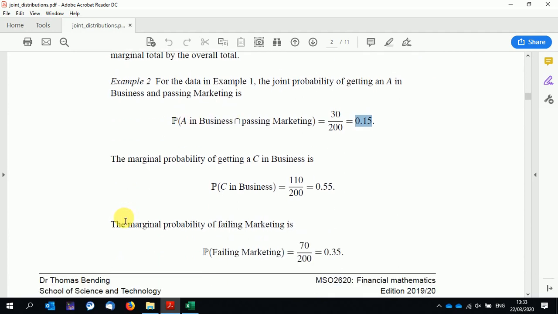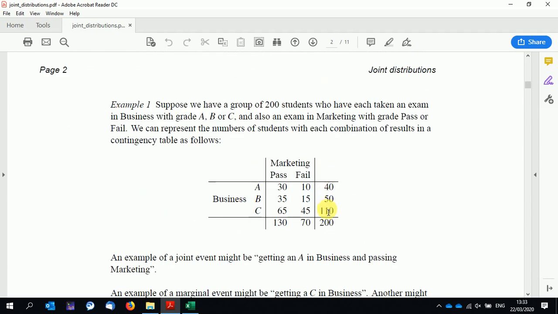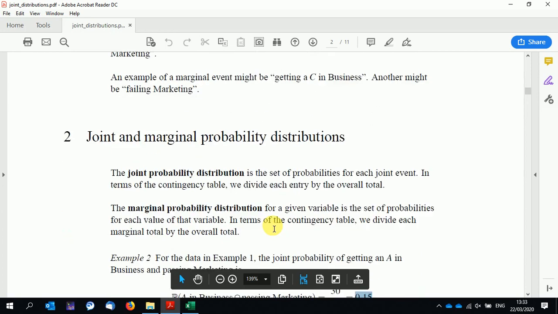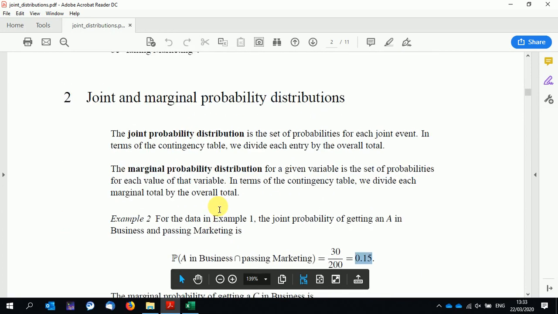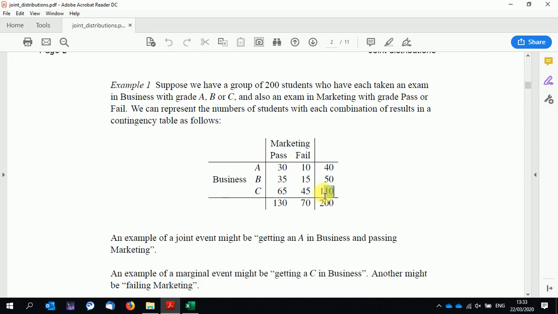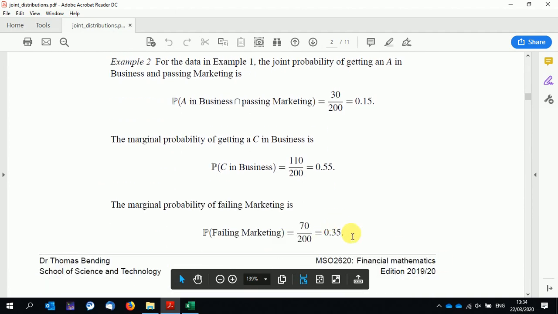I can ask you a question on marginal probability, hence focusing on either these three numbers or these two numbers here, could be any one of them. So for example, find the probability that a student got a C in business, that would be 110 divided by 200. That would be an example of marginal probability, and you can work this out yourself.